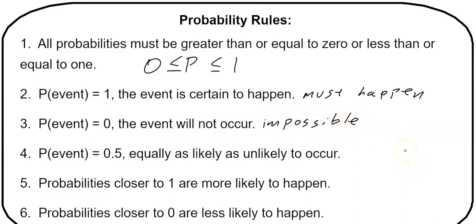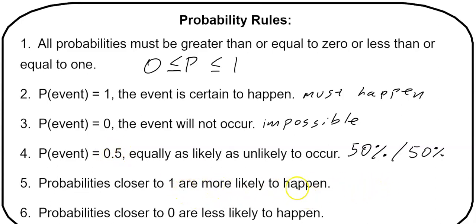What is the probability on a 6-sided die that I roll a 7? 0. So if the probability of an event is 0.5, it's equally as likely as unlikely to occur. A lot of people call this a 50-50 proposition. Flipping a coin would be a 50-50 proposition, or a 0.5 probability.